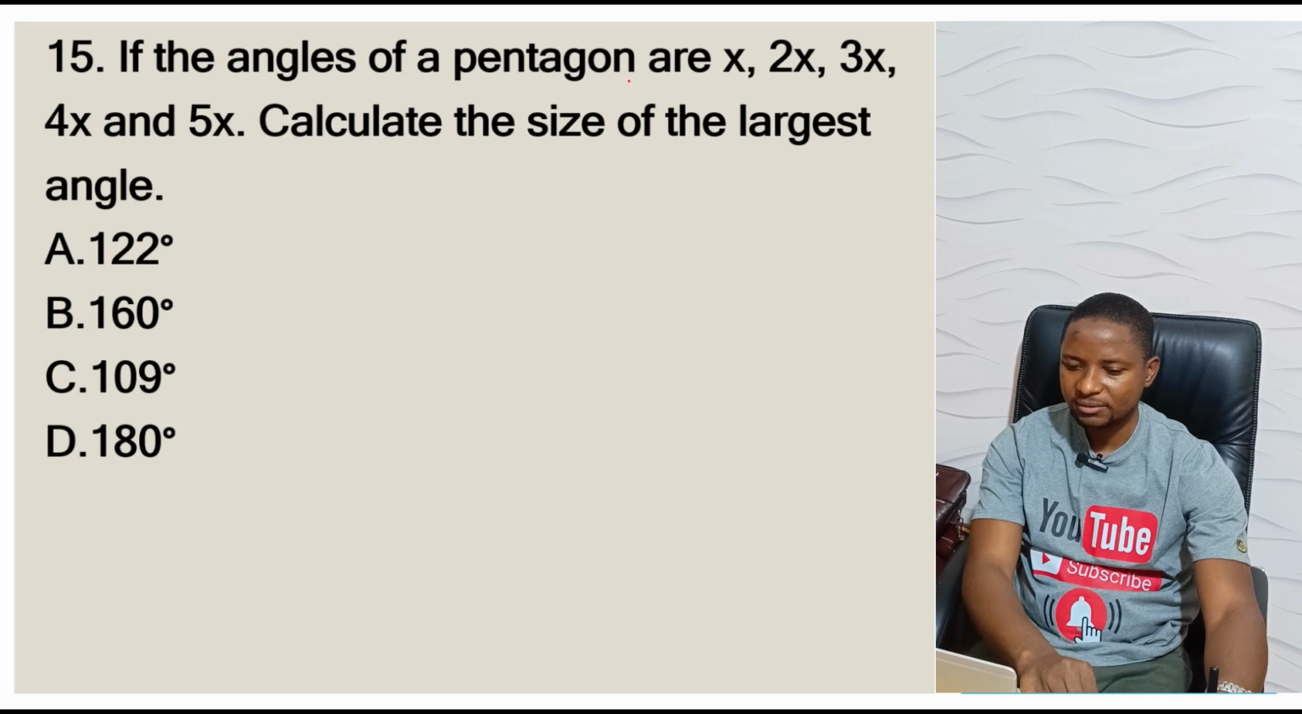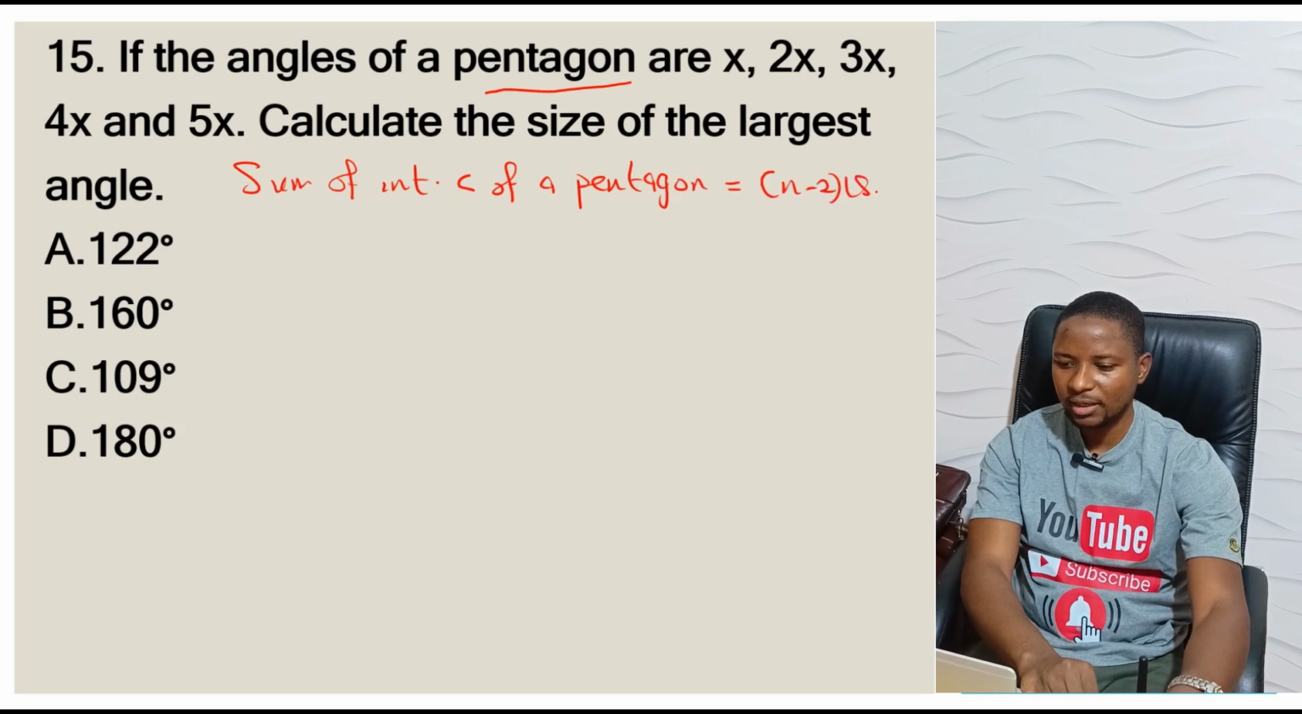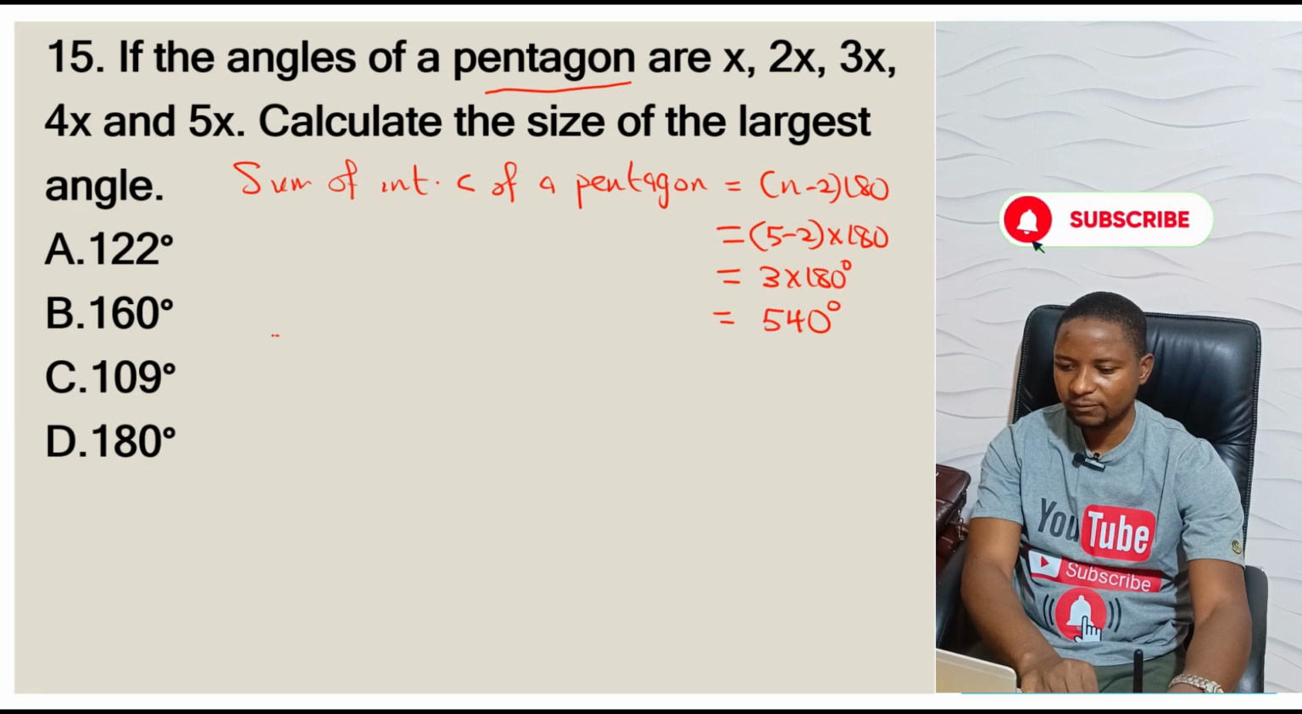Question 15. If the angles of a pentagon, so the first thing you need to find is the sum of the interior angles of a pentagon. And the formula is what? N minus 2 times 180 degrees. N is 5. So you have 5 minus 2 times 180 degrees. And that will give you 3 times 180 degrees. And that will give you 0, 24, carry 2, and that's 540 degrees.